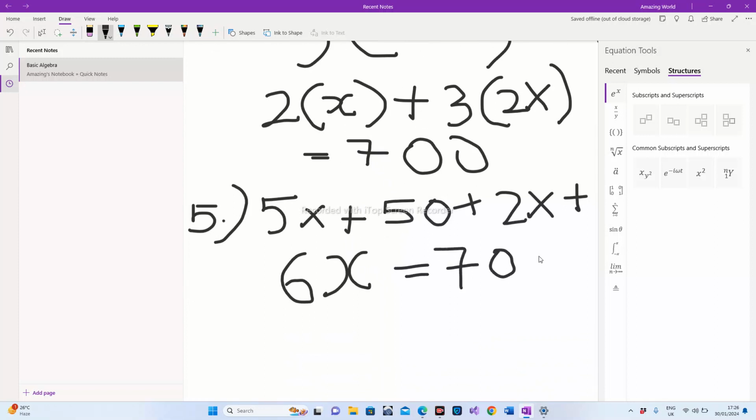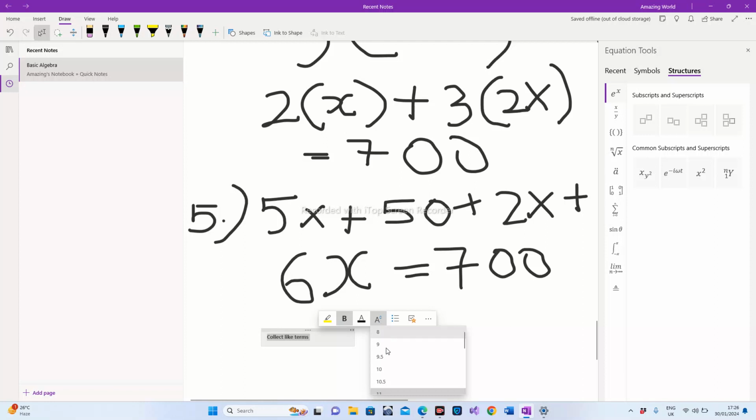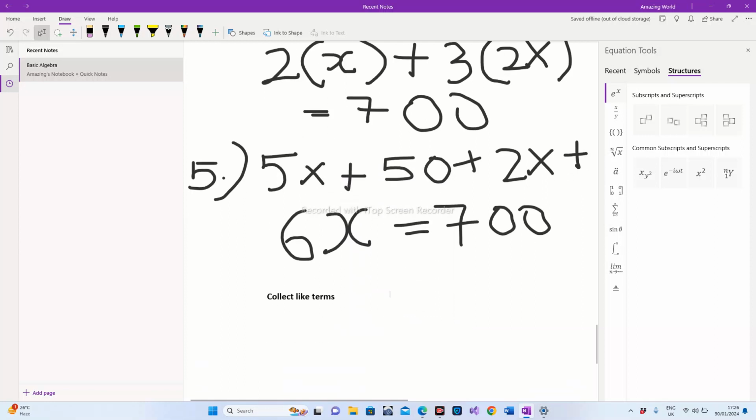If you also followed my last lesson where we considered what we call collecting like terms, here we have to collect like terms. Collecting like terms means that we want to bring everything that looks like x together, and everything that looks like a normal numeric value, we want to bring them all together. So here we have to collect like terms.